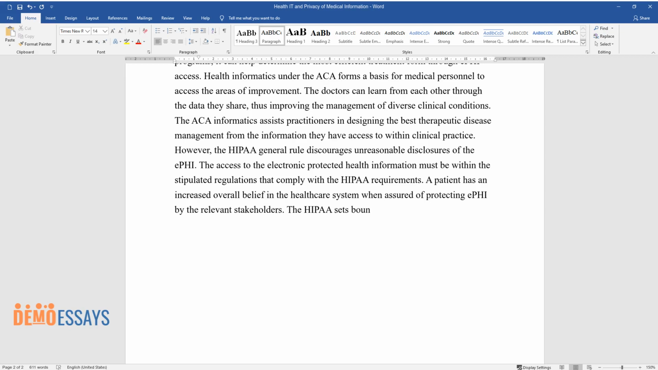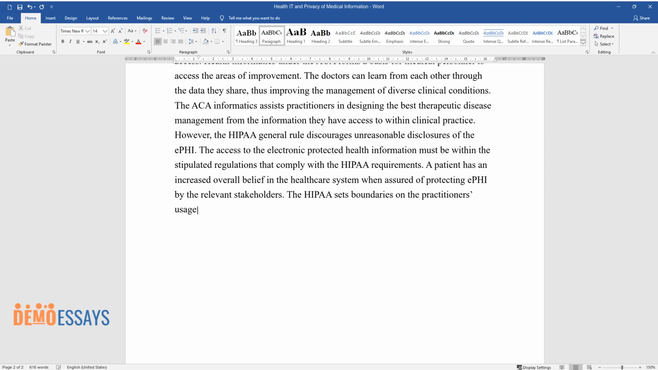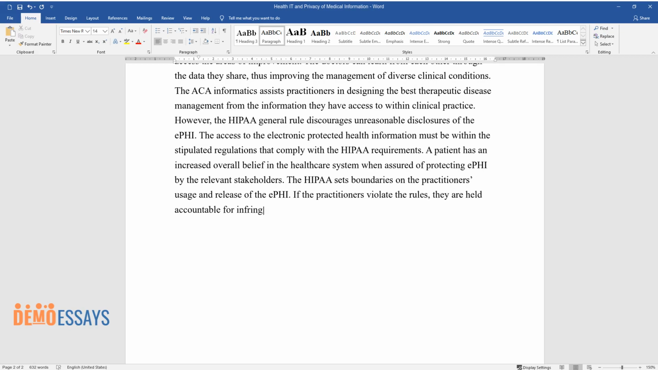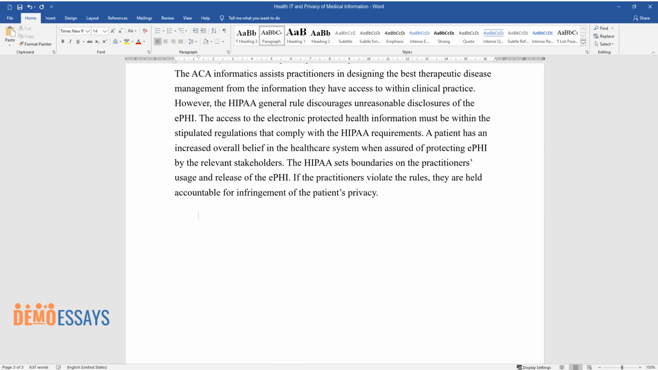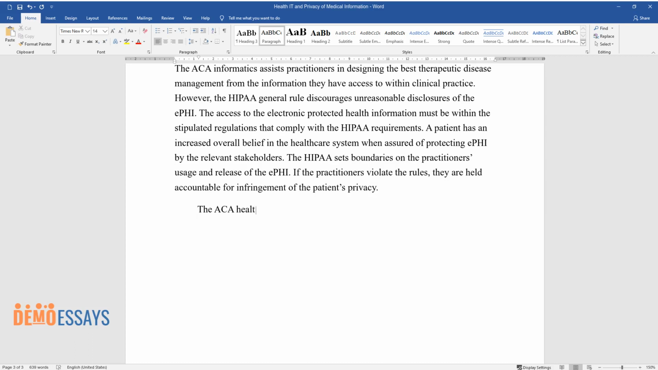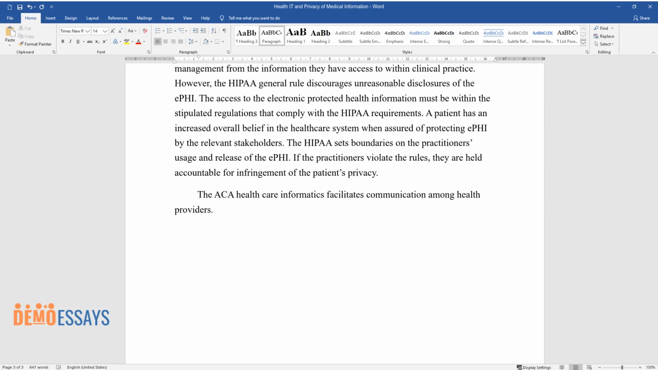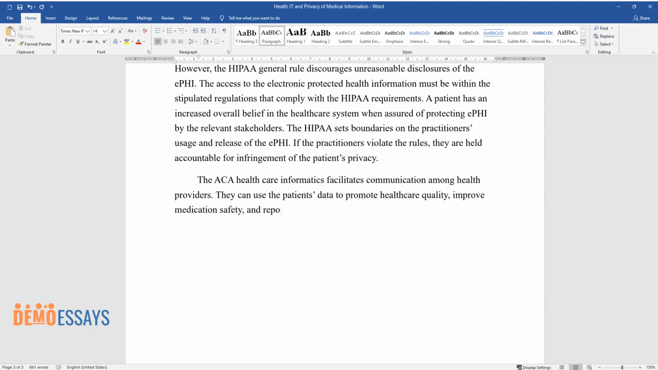The HIPAA sets boundaries on the practitioner's usage and release of the EPHI. If the practitioners violate the rules, they are held accountable for infringement of the patient's privacy. The ACA Healthcare Informatics facilitates communication among health providers. They can use the patient's data to promote healthcare quality, improve medication safety, and report.